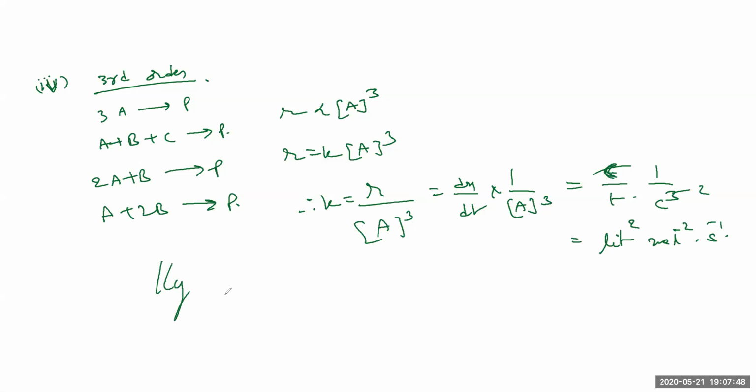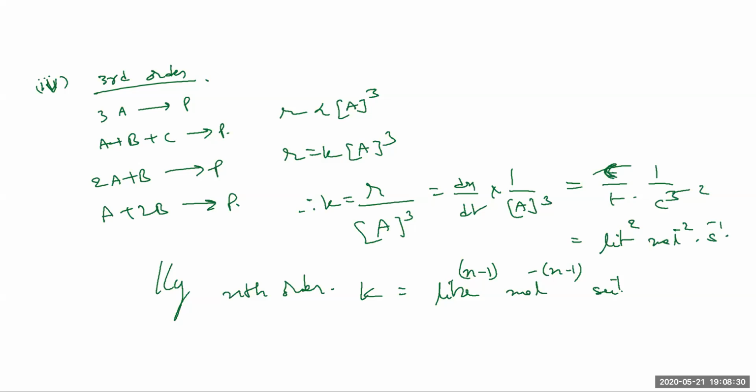Similarly, what is the nth order? Come on, tell me, what is nth order? Rate constant K is equal to units of liter power n minus 1. So third order is liter power 2 mole power minus 2. First order is liter, second order is liter and mole power minus 1 and second inverse. Similarly, nth order K is equal to liter power n minus 1 and mole power minus of n minus 1 and second inverse. This is the units for the nth order.